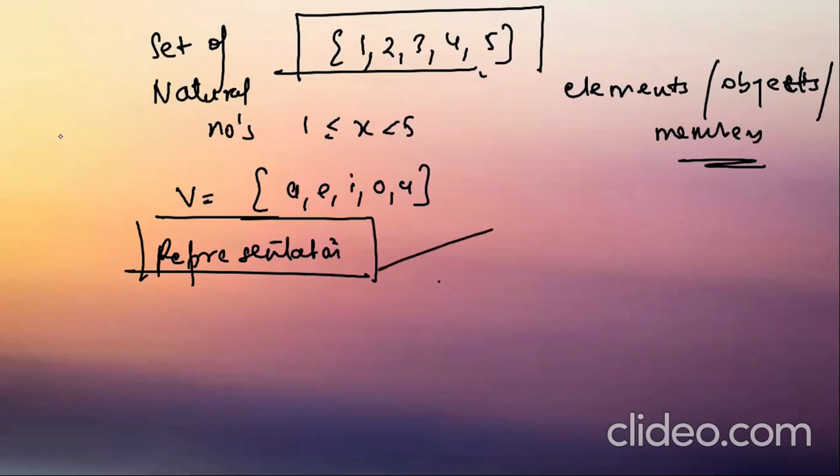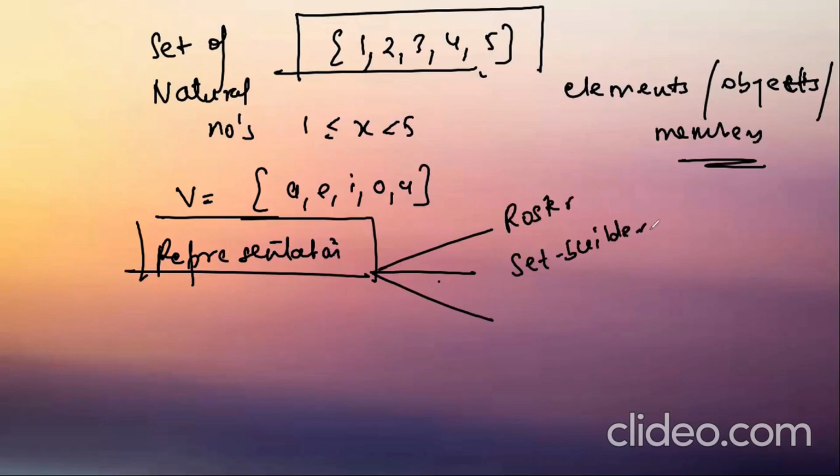So we have three representations. First is the roster form. Second, we have the set builder form, and the third is the Venn diagram, right? When we are talking about the roster form, it is very simple. We just have to use the curly braces like this. Whenever we represent a set, we use curly braces and we write the objects with commas.